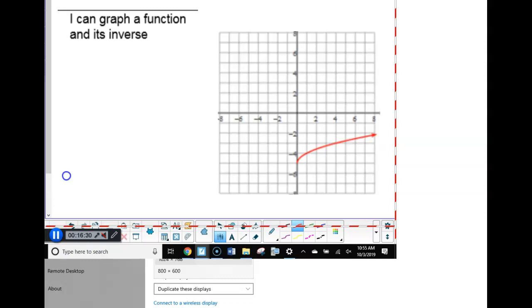How do you graph an inverse of a function? The learning target is I can graph a function and its inverse, but I actually give you the function, and then you have to graph the inverse. Anybody know what you do? Yeah, you take a bunch of x's and y's and flip them around. So that point right there would have been 0, negative 5.